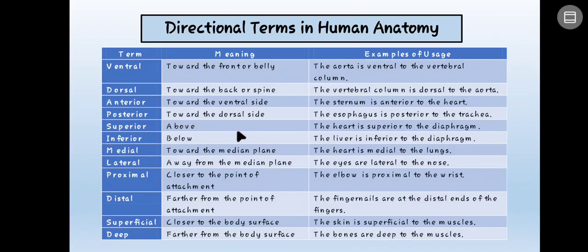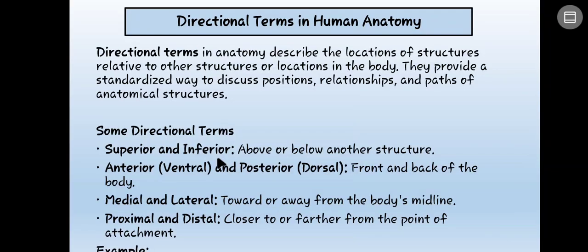Okay, superior, above. The heart is superior to the diaphragm, meaning the heart is above the diaphragm. Inferior means below. The liver is inferior to the diaphragm. Medial: the heart is medial to the lungs. Medial means towards the median plane or the middle line.